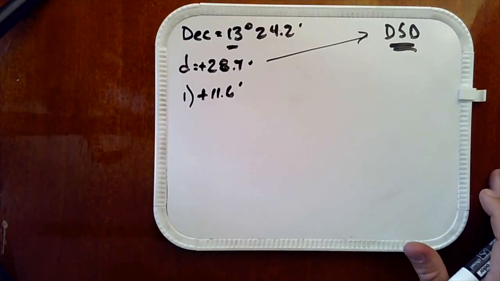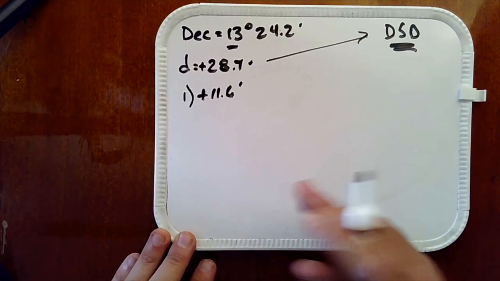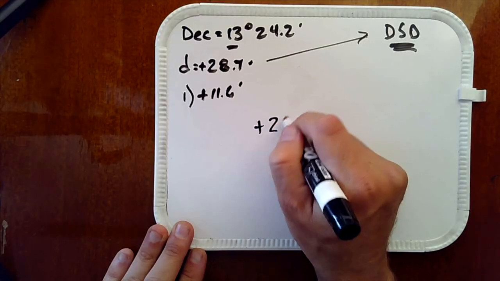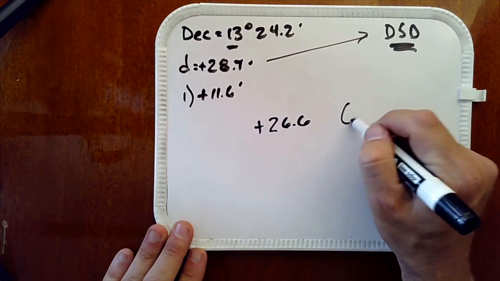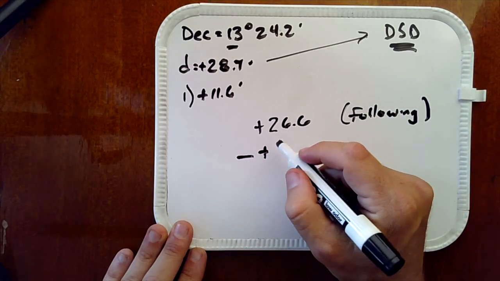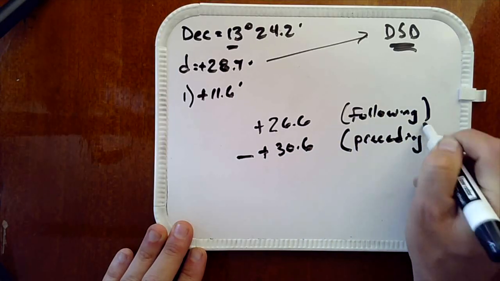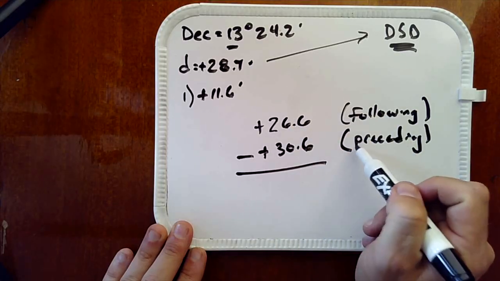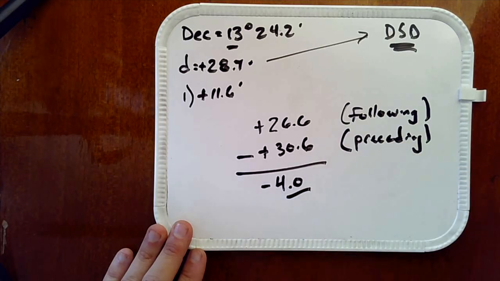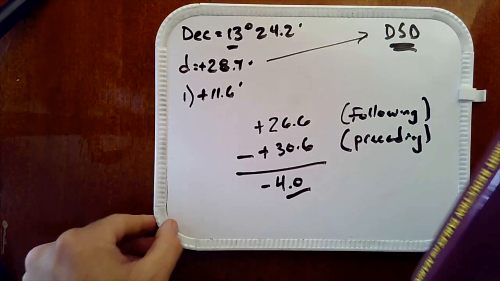So the rule goes as follows. You need to subtract the d value immediately prior to the desired d value from the d value immediately following it. So in essence, we'll take the plus 26.6, which is the value immediately following, and we'll subtract a plus 30.6, which is the value immediately preceding. We end up with a value of negative 4.0 for our first factor. So what we can do then is dive into the interpolation tables in HO 229.